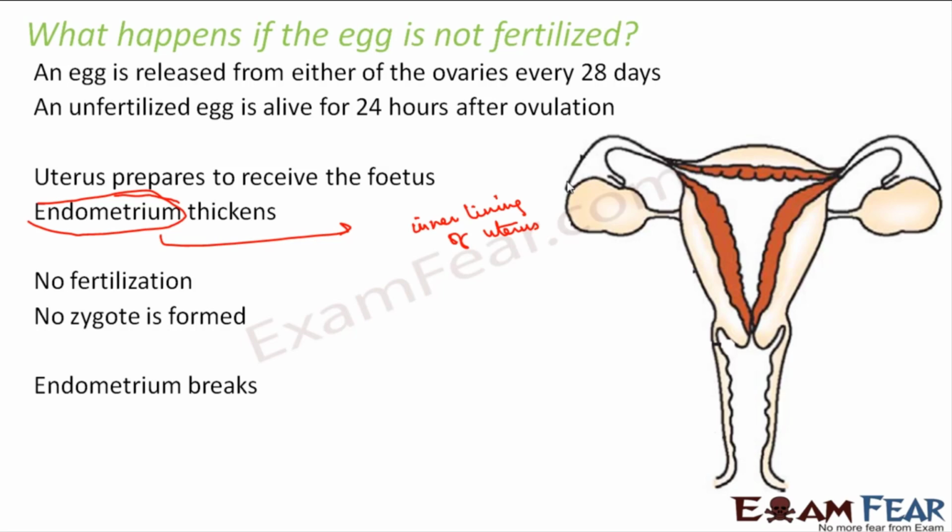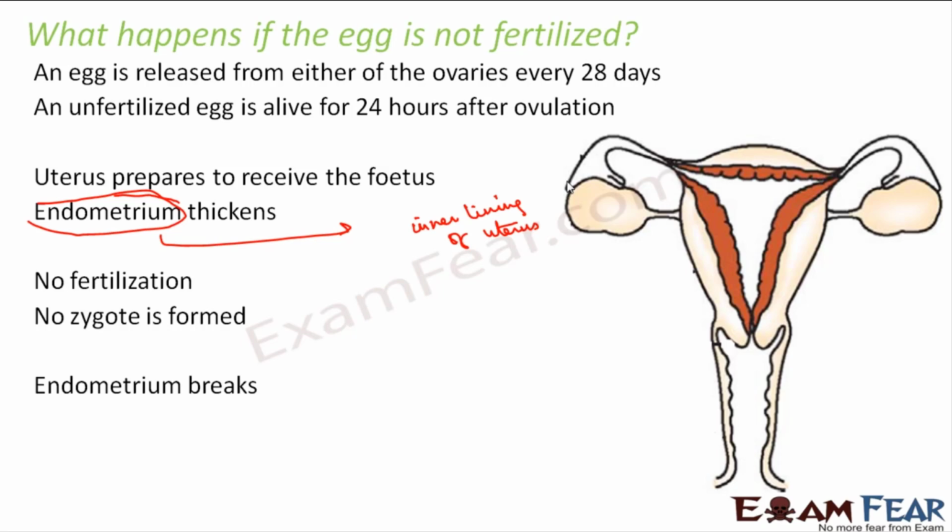Because if it doesn't break, what will happen? Again, after 28 days, a new egg will be released. So again, that time the uterus will thicken the endometrium all the more. So that means the endometrium will keep on becoming thick. So much blood will get accumulated on the inner wall of the uterus. So there will be hardly any space left for the baby, right?